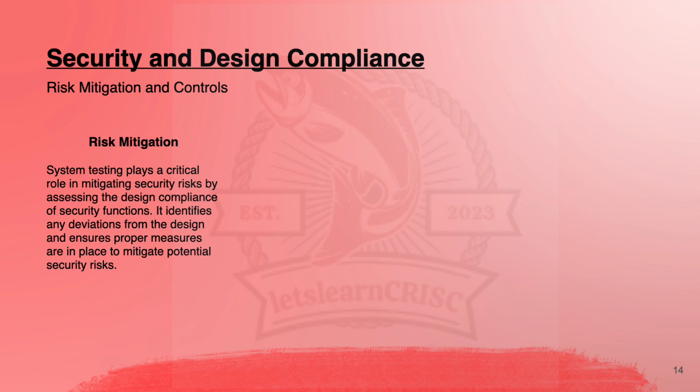Friends, verifying that the encryption algorithm used in the system aligns with the design specification for protecting sensitive data. During system testing, any deviation from the original design of security functions is identified and scrutinized. This includes discrepancies or differences between the design intent and the actual implementation. It ensures that proper measures are in place to address and rectify any identified deviations from the design, and this involves implementing corrective actions to align the system with the intended security architecture.